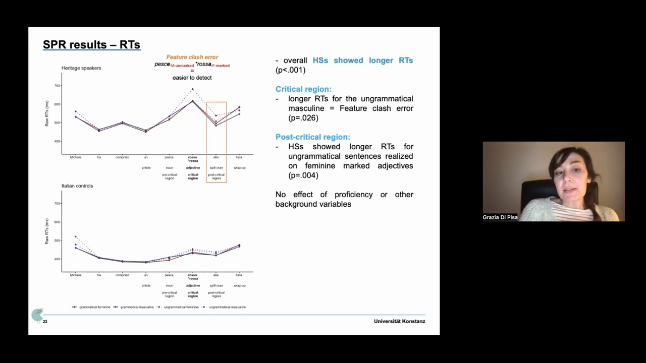And the Italian controls were very fast readers, and this effect that is so pronounced in the heritage speakers, we cannot see it. They slow down for the violation, both groups. And it looks like they were also a little bit slower for the feature clash error, but this was not significant. So it could be that the methodology that we used, the self-paced reading task, was not sensitive enough to pick up this difference in such fast readers.